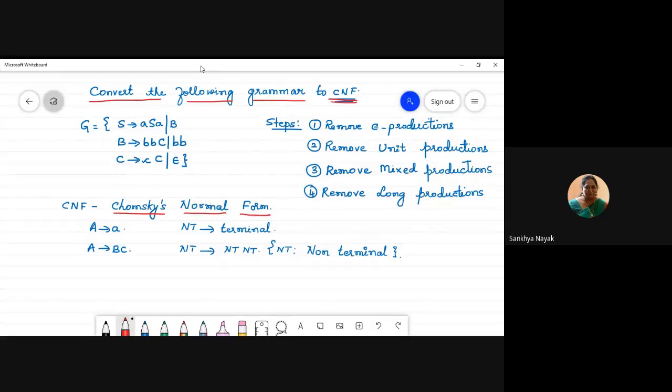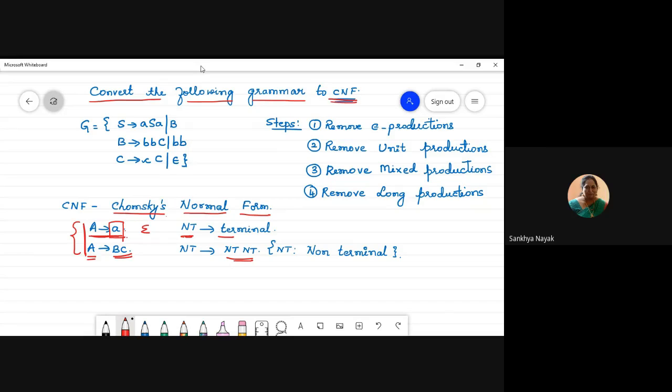Okay. So what is Chomsky's normal form? In Chomsky's normal form, there is a restriction on how grammar can look like. That is, you can have a single non-terminal deriving a terminal symbol, which belongs to our alphabet set, or a single non-terminal deriving two non-terminals. So ultimately, it doesn't matter what they give, we have to bring that grammar to this format.